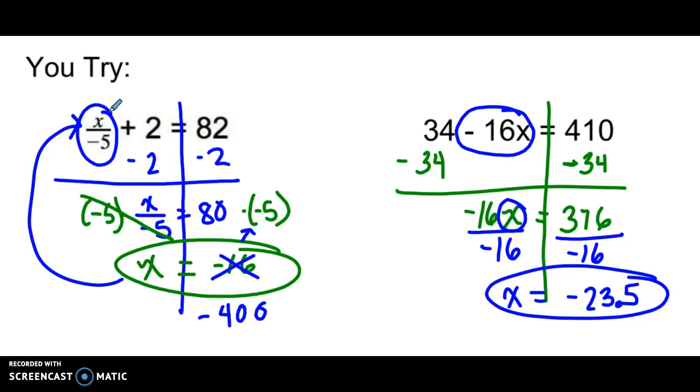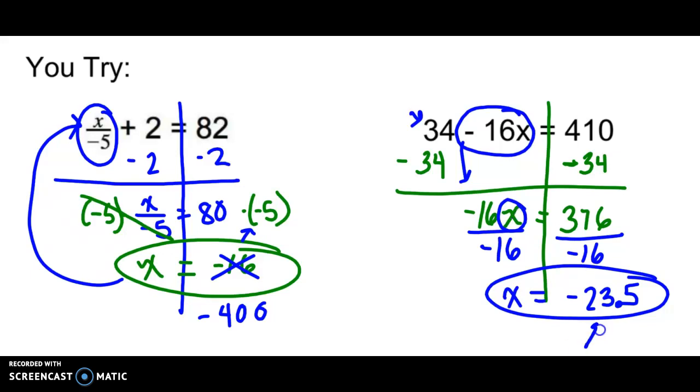And then here with example number 2, I had to get rid of that positive 34 here first by subtracting 34 from both sides. And then I was left with, and again, that negative sign is brought down, that minus sign is with the 16. So I have a minus 16x equals 376. And when I divide both of those by -16, I get negative 23.5.